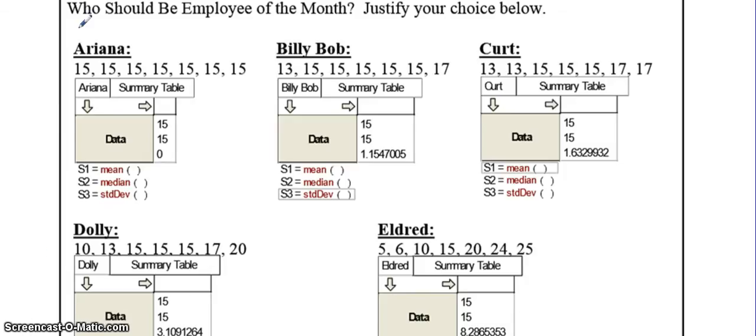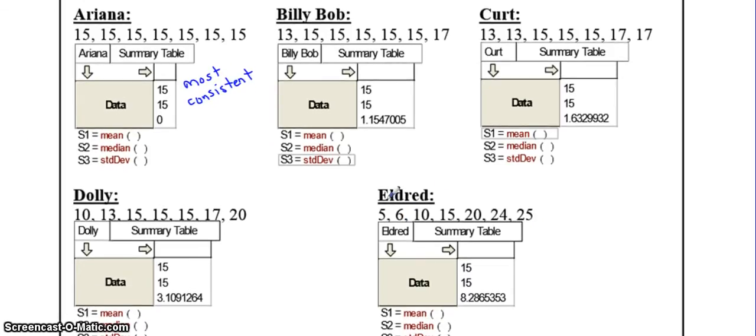Alright, so who did you think should be employee of the month? Well, your answers will vary. It depends on different people. Some people may say that Ariana should be employee of the month because she is most consistent. Some people might have said that Eldred should be employee of the month because he has the capability of selling more, but unfortunately, he also has days that he sells the least. So you can see here that Eldred has the least consistency.